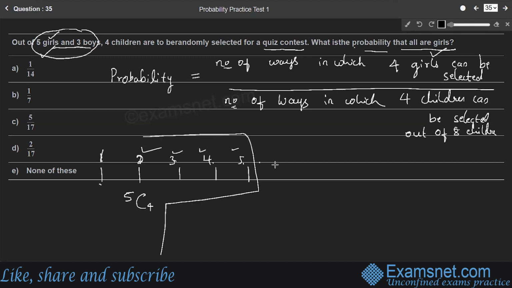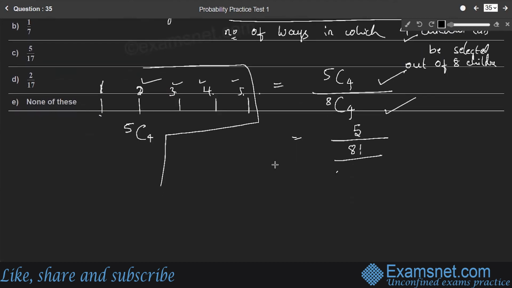Therefore, probability is equal to 5C4, the number of ways in which 4 girls can be selected, divided by the number of ways in which 4 children can be selected out of 8 children, which is 8C4. So, favorable outcomes out of total number of outcomes, right? Therefore, 5C4 is the number 5 itself. 8C4 is factorial 8 divided by factorial 4 into factorial 8 minus 4. We are using the formula nCr is equal to factorial n divided by factorial r into factorial n minus r, right?